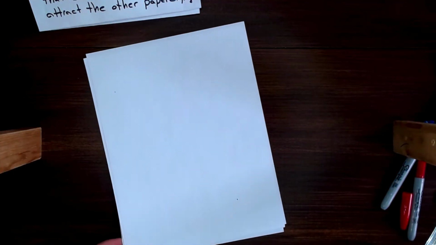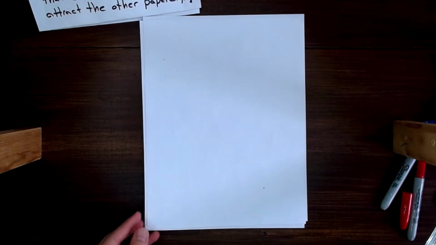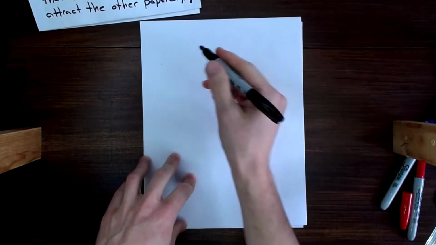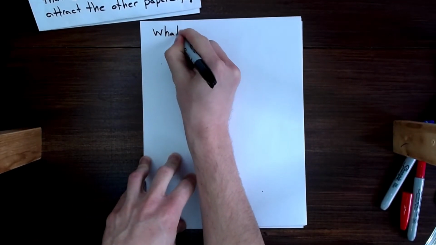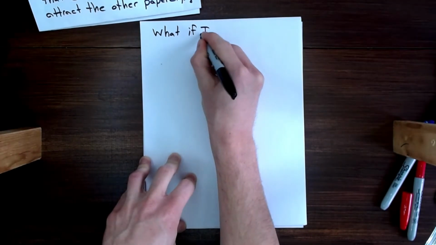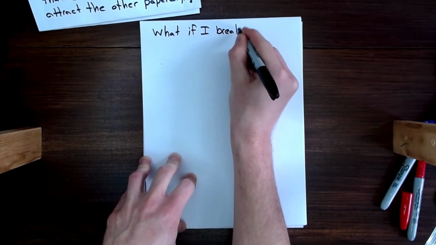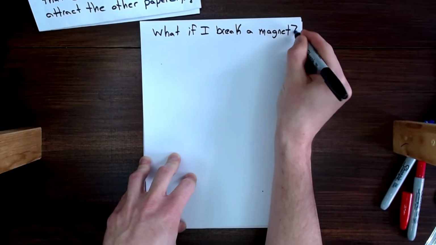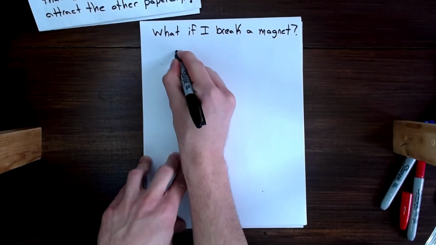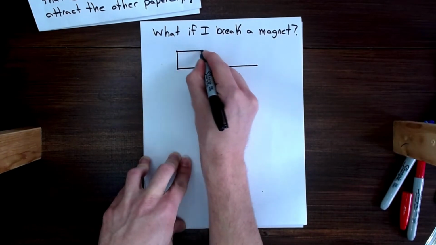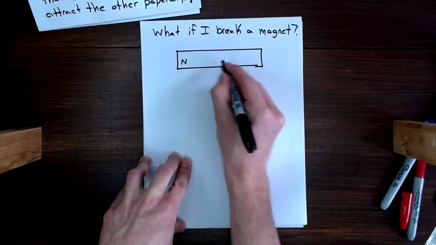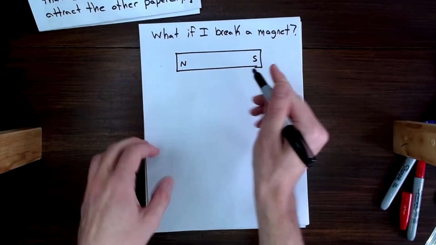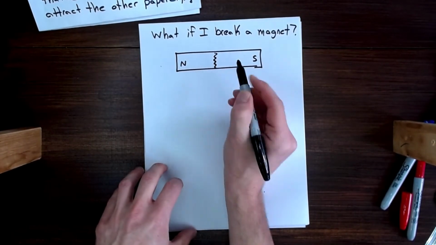The first thing I want to talk about before we directly address the aim, in the path to addressing the aim, is a question of, what if I break a magnet? What will happen? So suppose we have another bar magnet. Okay, and this bar magnet has a north up here and a south over here. And I take it and I snap it in half, all right? So there's a nice cut down the middle there.